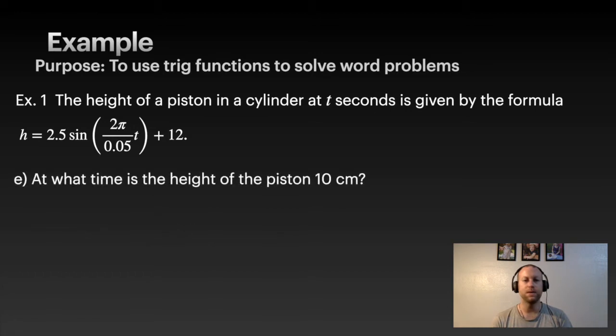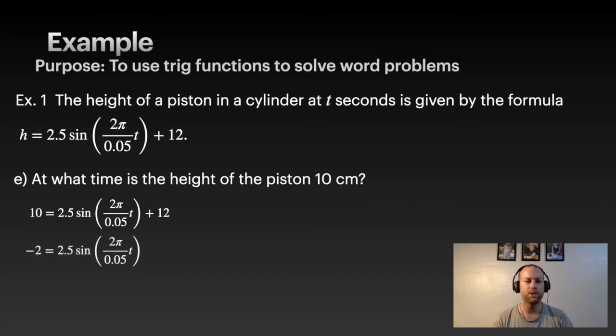And then E. So E is the question that we were dealing with last lesson. At what time is the height of the piston 10 centimeters? So we set up our equation like this, and this would have been what I gave you last lesson. I wouldn't have put it in a word problem. But this we've solved already. We need to do some algebra. Isolate sine of 2 pi over 0.05 times t. So we subtract 12. Divide by 2.5, we get this.